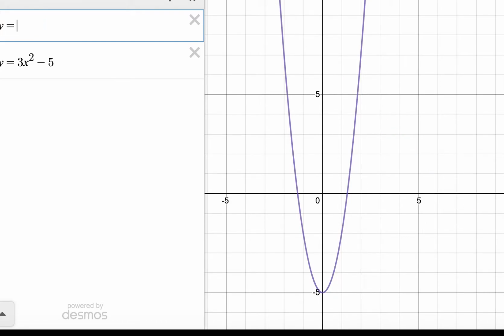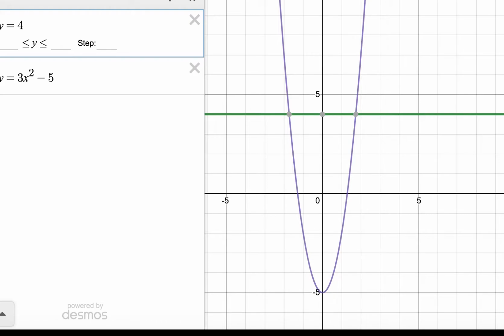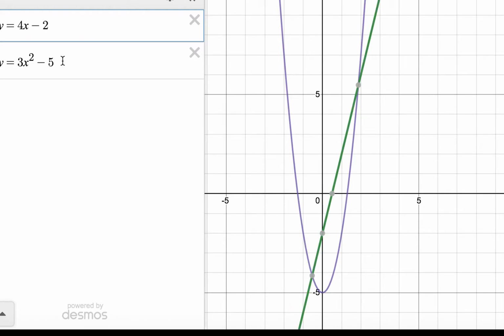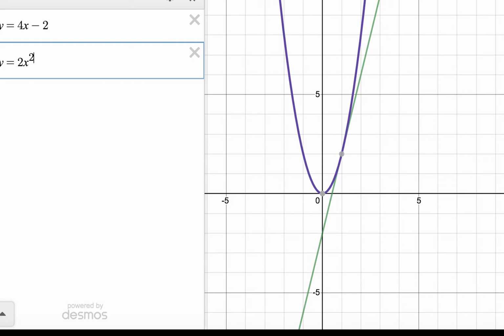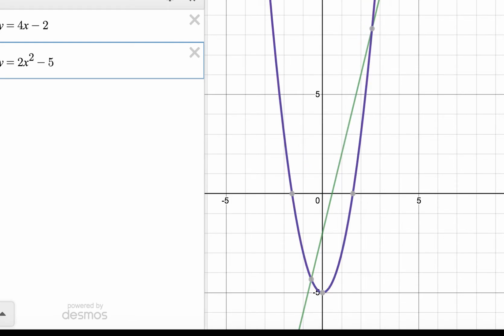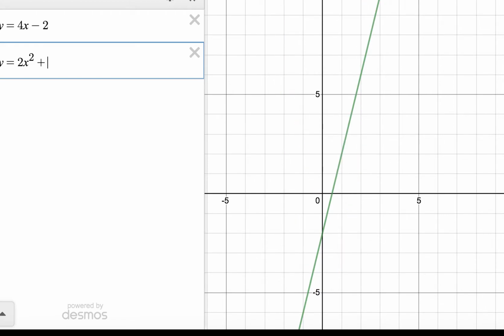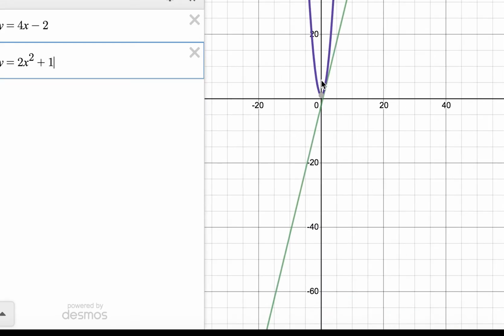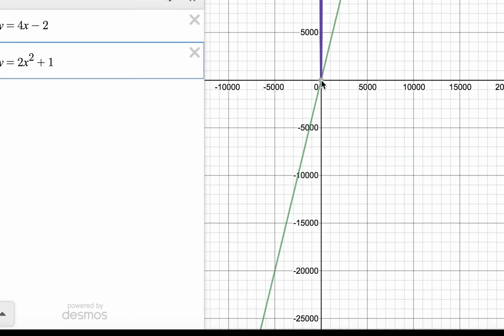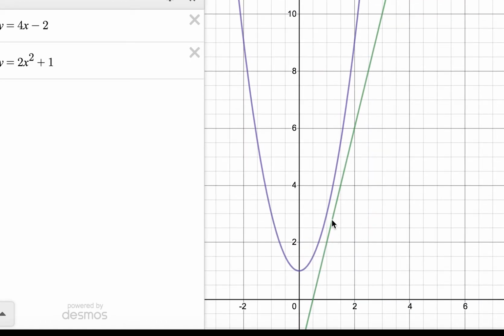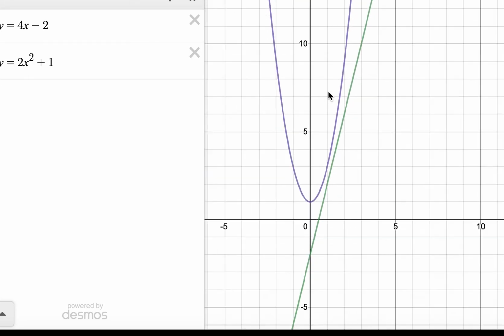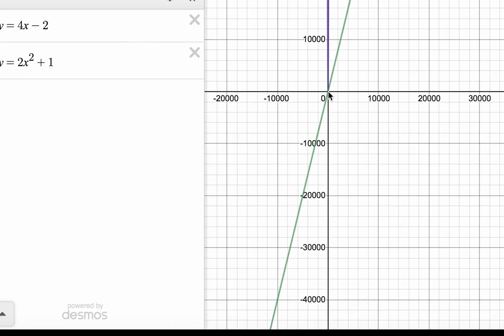So y equals 4x minus 2. And then y equals 2x squared minus 5. Whoops, I mean plus 1. Sorry. I was like, that didn't hold up. Okay, so we can see that there's no real solutions because these never cross. So we zoom in close. You see they almost cross right here. They don't quite. And then as we zoom out, we see they never cross.